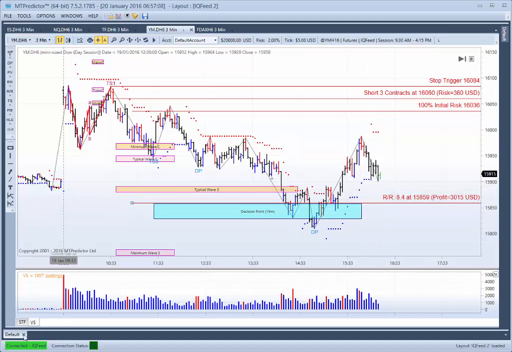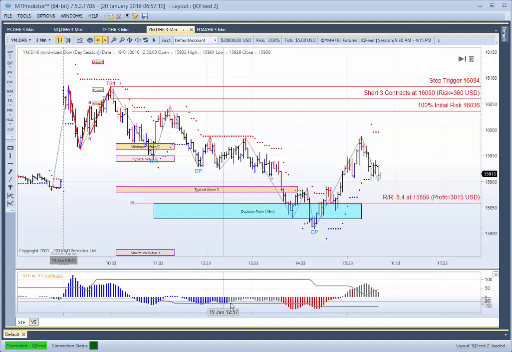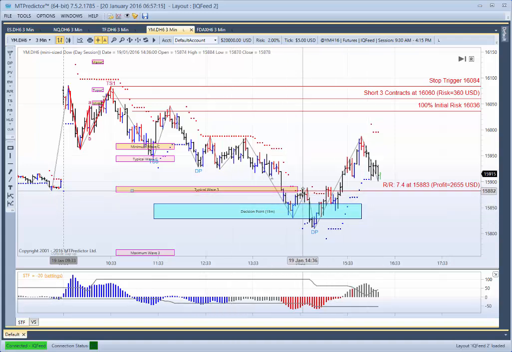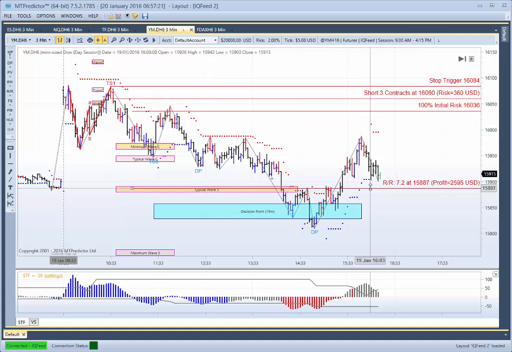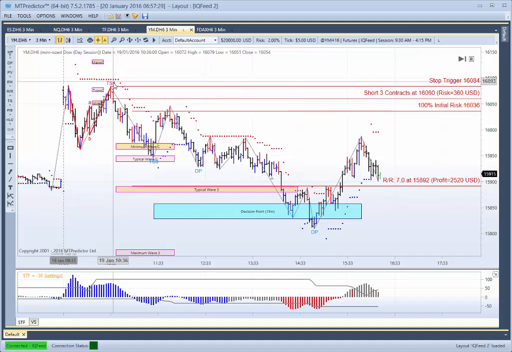Or you might have looked at this and said, well, actually the STF is strong, so you want to use your ATR stop, which is our red dots. So you'd have been stopped out here at plus 7.4. So both of those would have increased your profit. But again, let's take the worst case scenario, and let's just call that plus 7R. So that is a very good example of what MTPredictor is all about. Large profits and small losses.